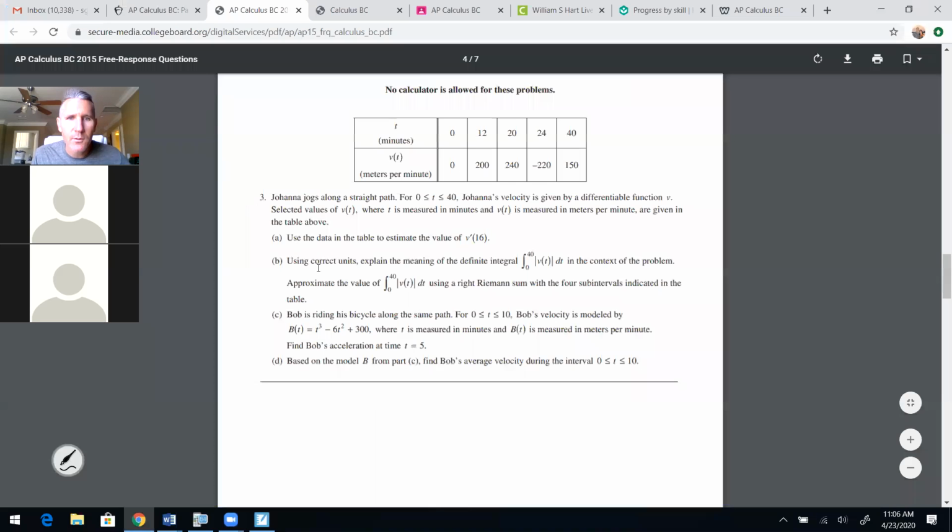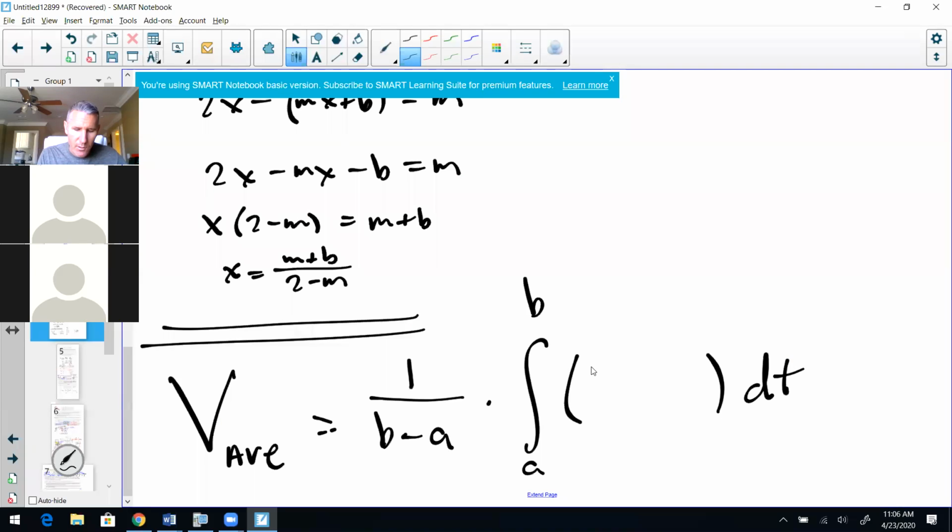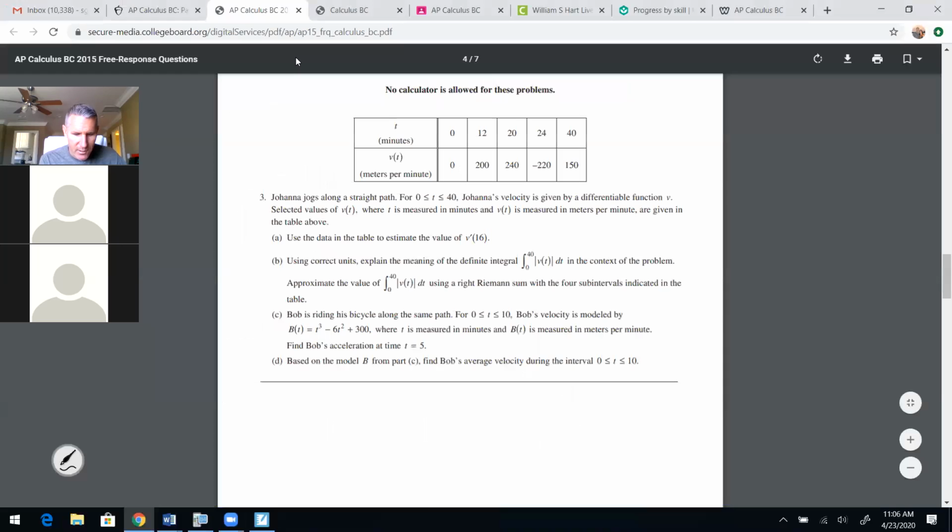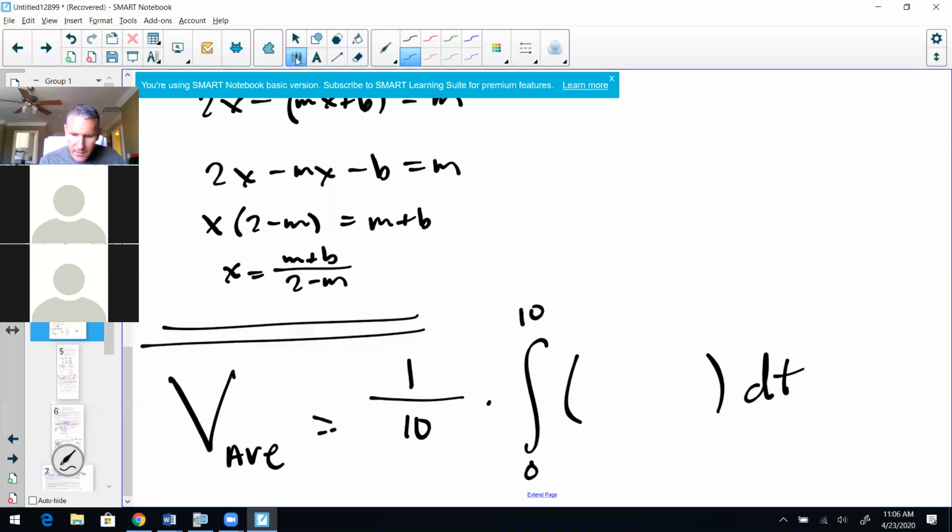So let's go back through and say, okay, from 0 to 10. So that's going to be 10 minus 0. And this is going to be from 0 to 10. And this right there is just going to be v of t. Like that. This is the average velocity because v of t is the velocity function.